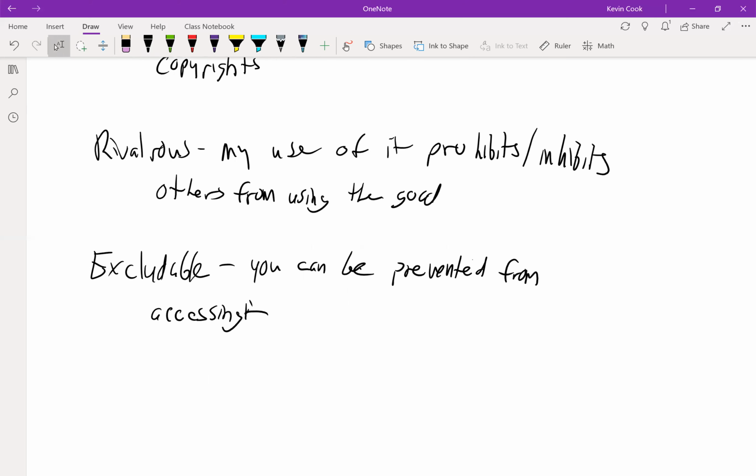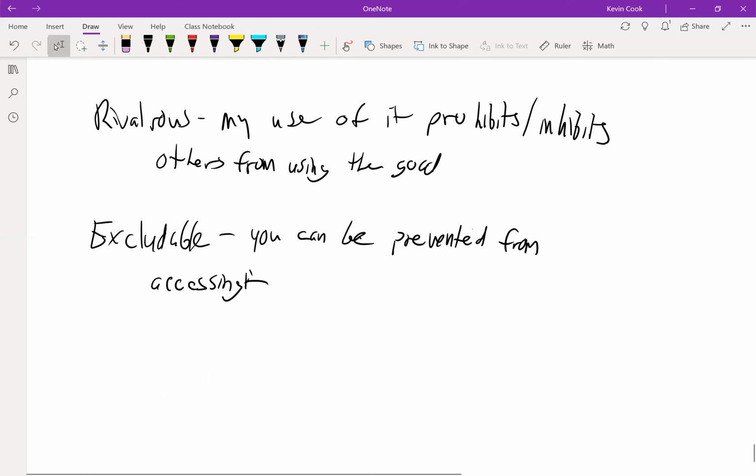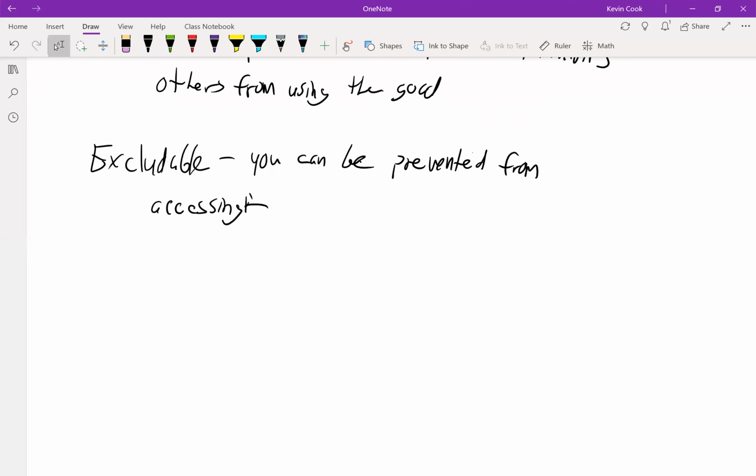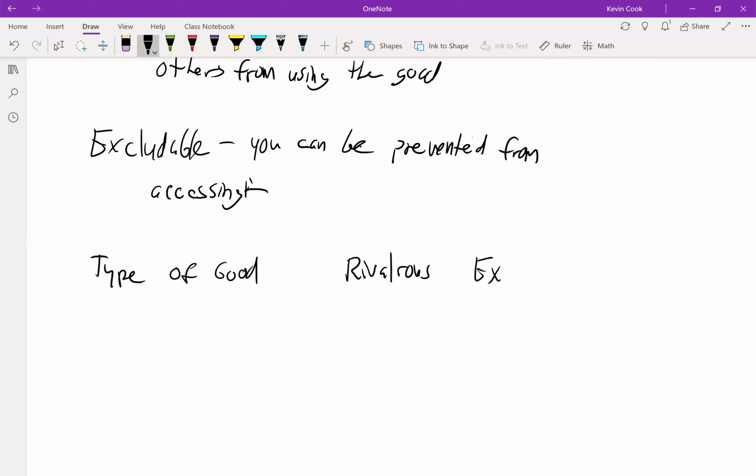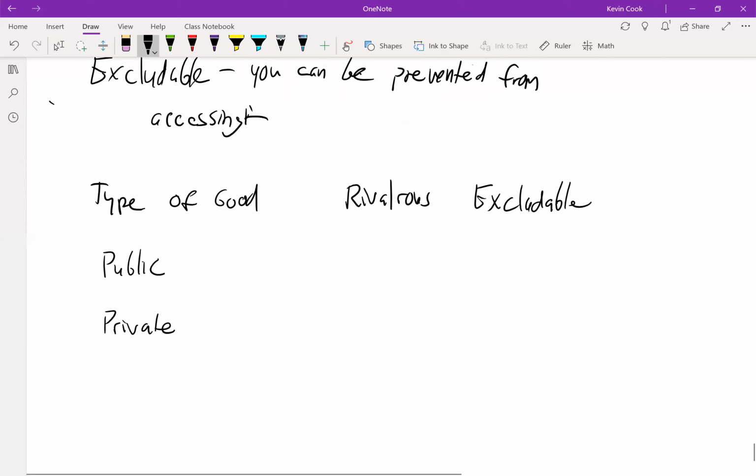Then with these, we had 4 types of goods that play off of these two. I'm going to make this into a little chart just so I'm not rewriting the same words 100 times. So we have rivalrous and excludable, and our 4 types of goods were public, private, common resource, and a club good.